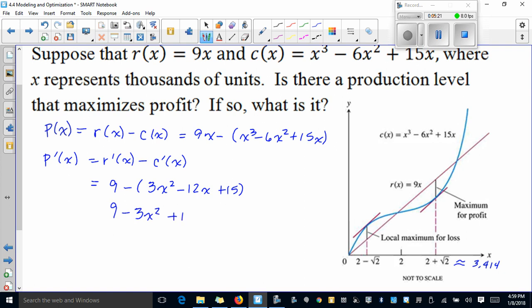But remember, I was telling you on the other page, what we're looking for is when these are 0, when this here equals 0. So we want negative 3x squared plus 12x minus 6 to equal 0. I have a common factor along here of 3, so I'm going to divide each term by negative 3.